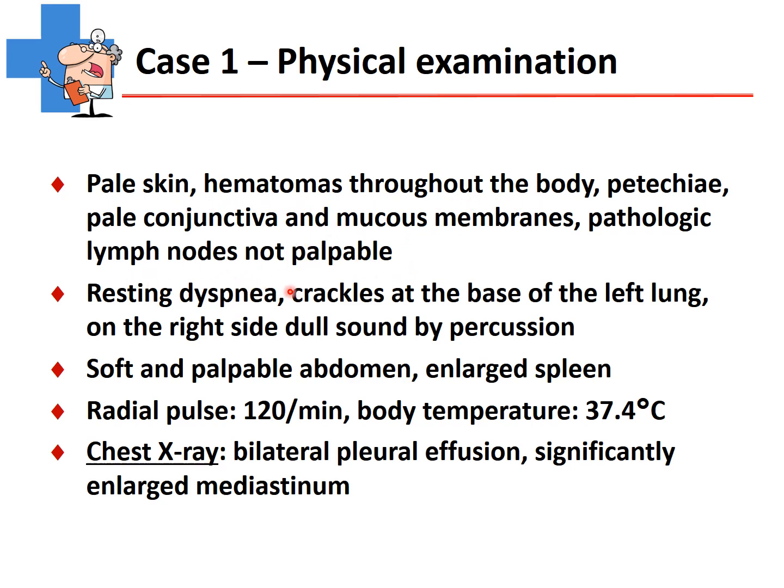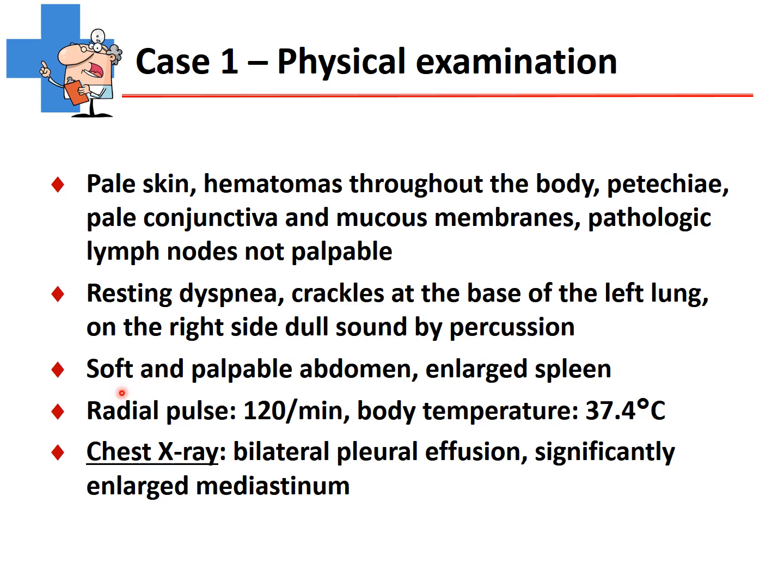The patient has resting dyspnea, crackles at the base of the lung, and the right side does sound dull by percussion, soft and palpable abdomen and large spleen. And a large spleen could mean a lot, especially when we are talking about leukemias. Which leukemia is accompanied with a very huge spleen? So far what we learned. You are almost right, chronic myeloid leukemia. In chronic myeloid leukemia, the splenomegaly could be tremendous. But in acute lymphoid or chronic lymphoid leukemia, we still have splenomegaly.